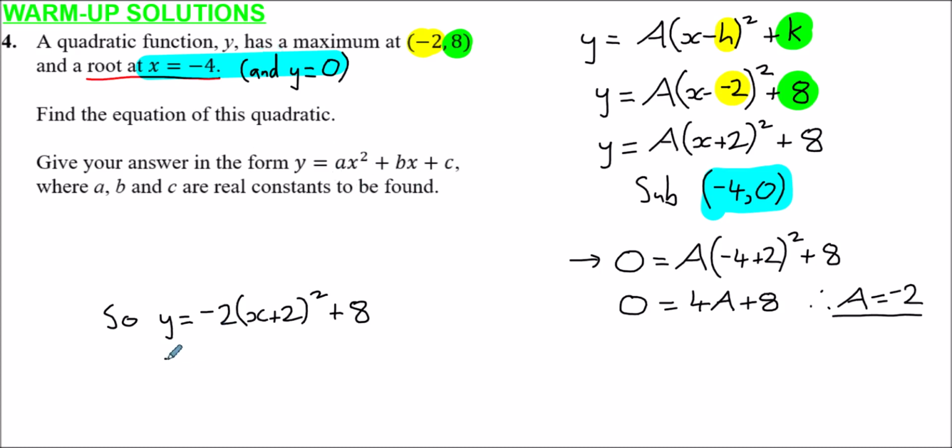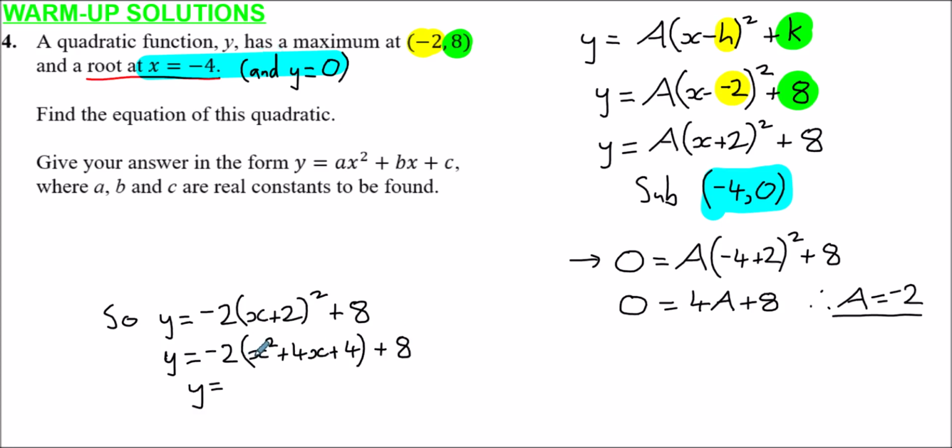So what we have next is that y equals minus 2 lots of this all squared. So that's going to be x squared. Multiply each term and double it. So 2 times x times 2, that gives us 4x. Square the last term, so 2 squared is 4. And finally this plus 8.